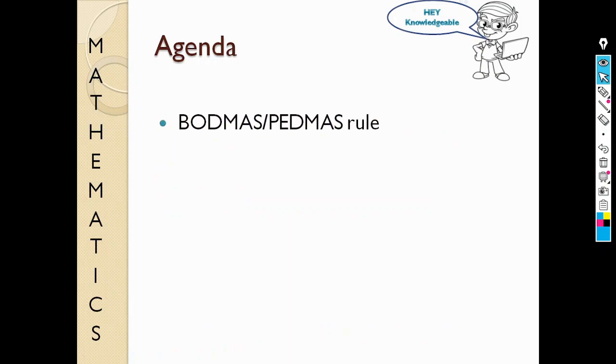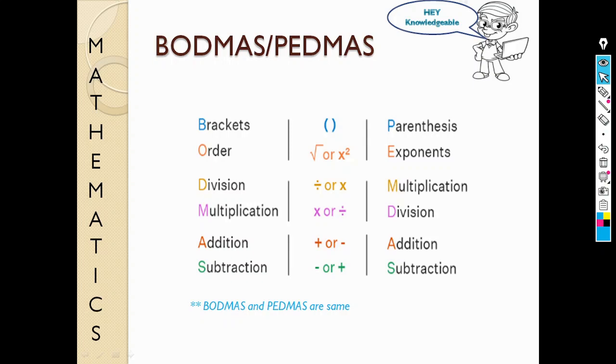So today we will be talking about the BODMAS and the PEDMAS rules. So let's see what each of the letters of BODMAS and PEDMAS stands for. In BODMAS, B stands for bracket, O stands for order, D stands for division, M stands for multiplication, A stands for addition, and S stands for subtraction.